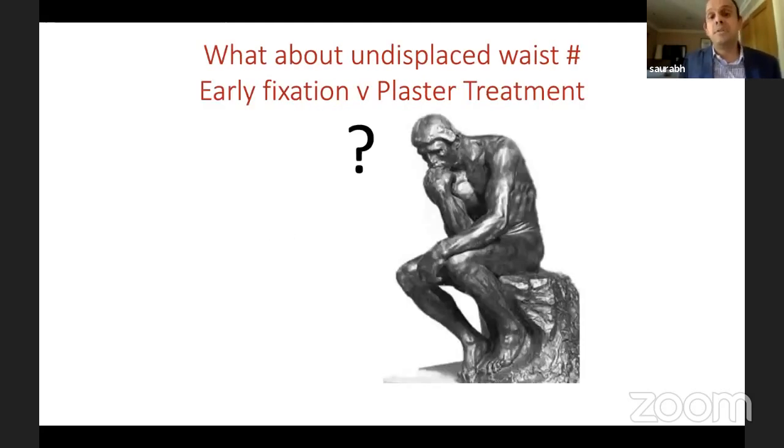Then another question that can come up in the exam is, what about undisplaced waist? So we know displaced waist will operate, but an undisplaced waist, would you want to fix it or a plaster? Now, by and large, 90% undisplaced waist in my practice, I would give a plaster slab for 6 weeks and then get their wrist going.